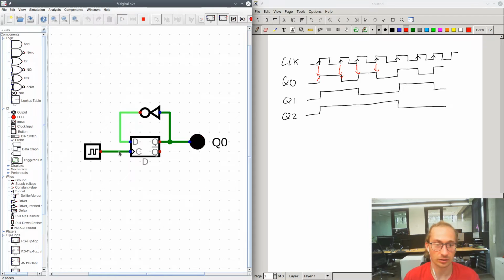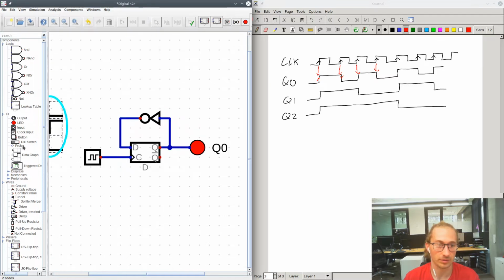It's basically just a flip-flop where the output feeds back via a NOT gate into the input. So on every positive edge of the clock line, Q0 will change state. And so we can play with that and see that effect. On every positive edge, Q0 changes.